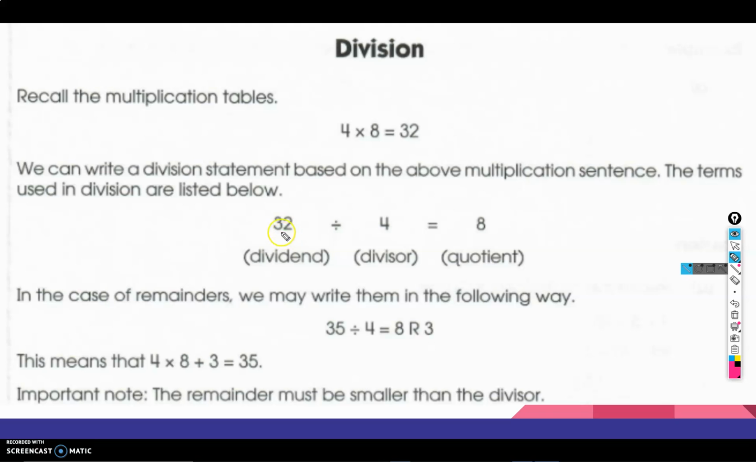The dividend will always be larger than the divisor. And the quotient is the answer. So 32 divided by 4 is equal to 8. That basically means 4 can go into 32 8 times.